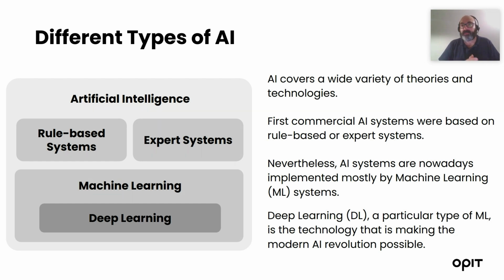There is a different type of algorithms in artificial intelligence which acquire their knowledge directly from the data used for the system. And these are machine learning systems. And the subset of machine learning systems known as deep learning systems are the algorithms and models that are actually making the AI revolution possible nowadays.